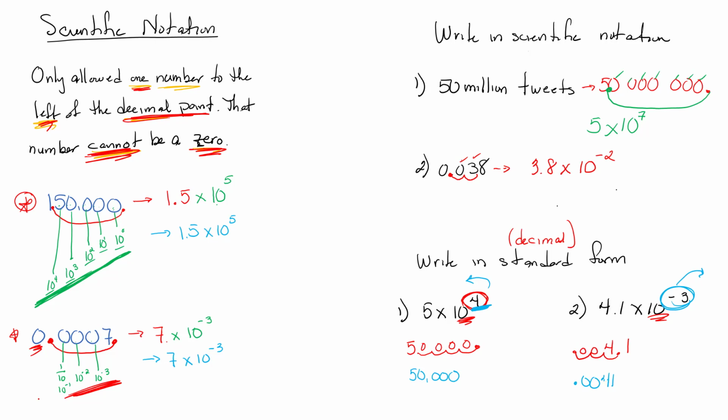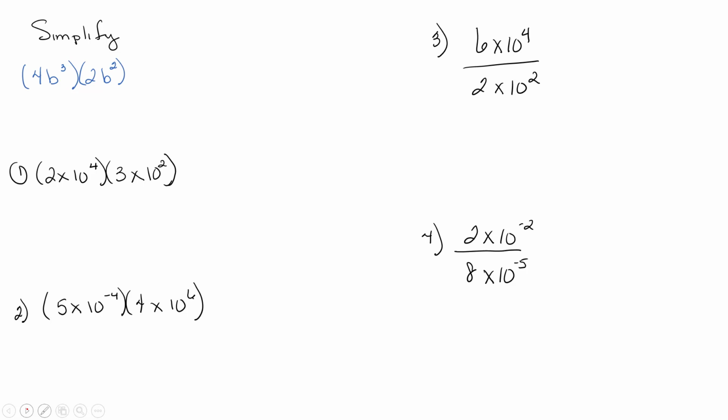All right, so let's look at this next and last page. Now, problem number 1 here. Do you notice this is 2 times 10 to the 4th and 3 times 10 squared, and it's multiplication implied between the 2 parentheses? Well, notice up here in this problem I wrote in blue, isn't there multiplication between the 4 and the b to the 3rd, and multiplication between the 2 and b squared, and multiplication between the parentheses?